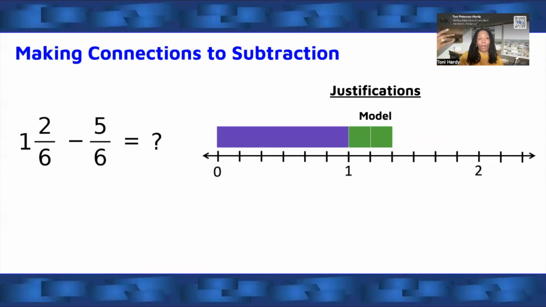Well, when you talk about borrowing something, then that means that the number that you're borrowing from is going to get smaller, right? No, it shouldn't get smaller. And so I use the words rename and or regroup, because we're going to be regrouping, but renaming this to a friendlier way so that you can subtract these. Okay, so what we can do is we can decompose that 1 whole into 6/6. Okay, and so it becomes 6/6 plus 2/6 minus 5/6.